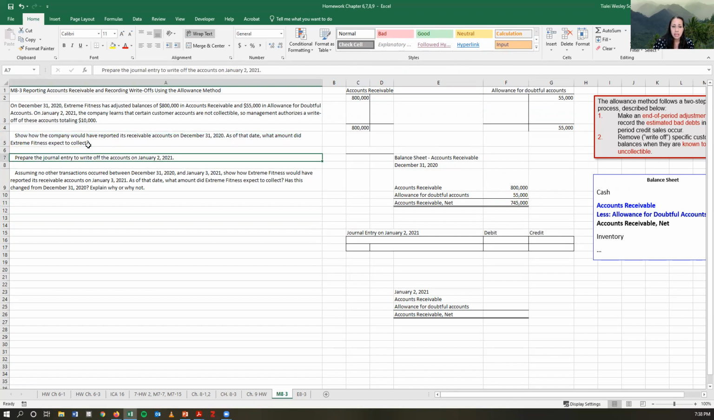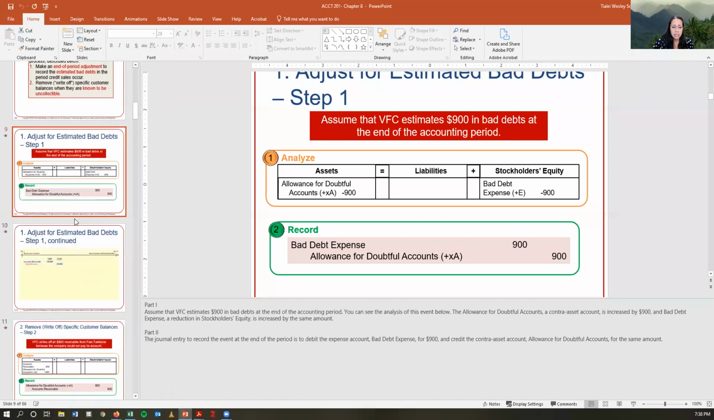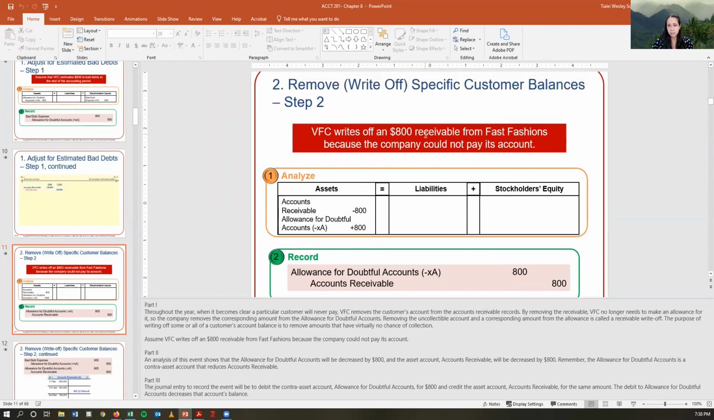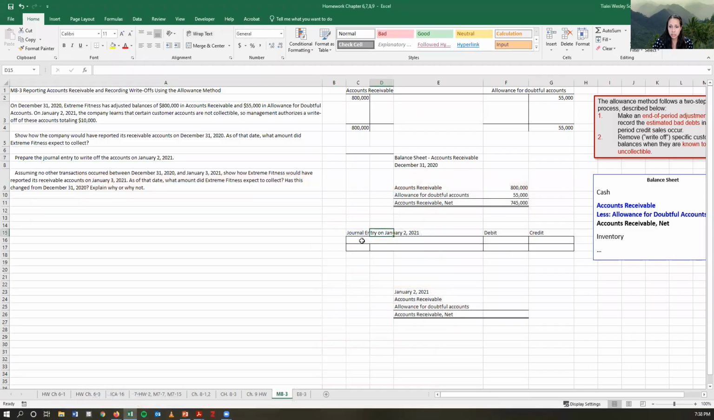But then remember that they know now on January 2nd that the customer accounts for $10,000 are not collectible. So management is going to authorize a write-off of these accounts. We're not going to collect them, and so we need to adjust our allowance for doubtful accounts and our accounts receivable. We're going to remove or write off specific customer account balances. So that's what our journal entry will be.